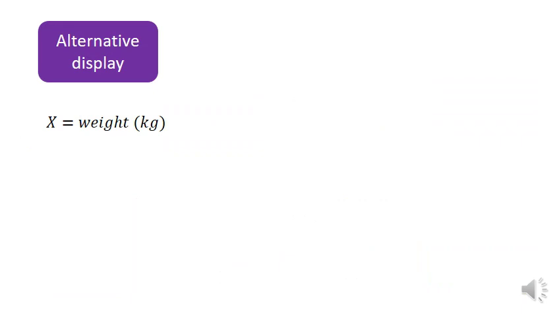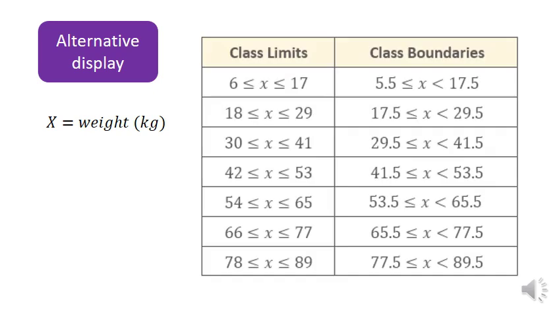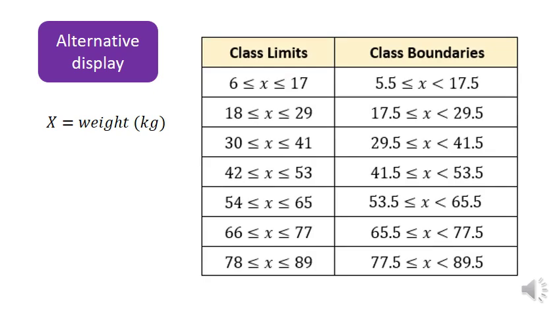So let's suppose we've got X, meaning our weight in kgs. That same table that I've just drawn can be redrawn like this. For our classes, notice your X, your weight, can be equal to or larger than 6, and it can be equal to 17 or smaller. So notice, for limits, your value could equal the lower limit, or it could equal the upper limit.